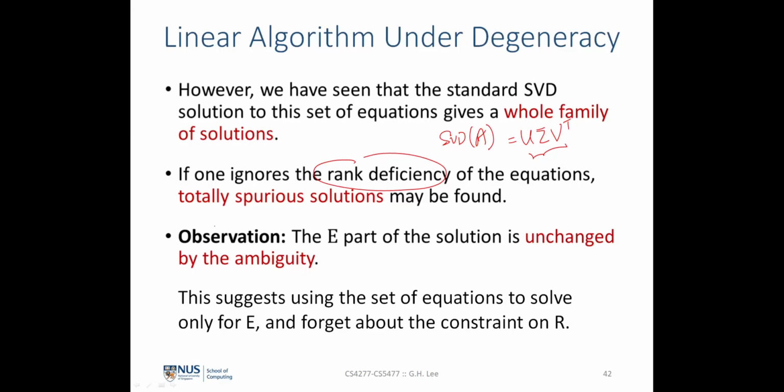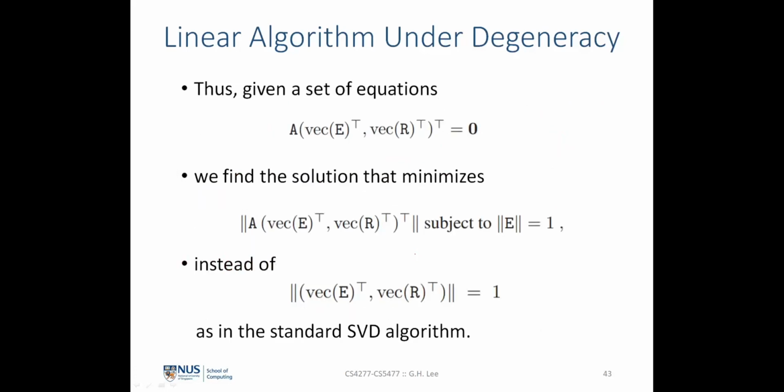And the observation here is that the E part of the solution is always unchanged by the ambiguity. This is what we have observed in the solutions under the three degenerate cases that we defined earlier on. We'll make use of this property, that the E part remains unchanged, to derive the linear algorithm under the degeneracy. And thus, we'll rewrite this equation over here, which is the homogeneous linear equation that we've seen many times in this lecture now.